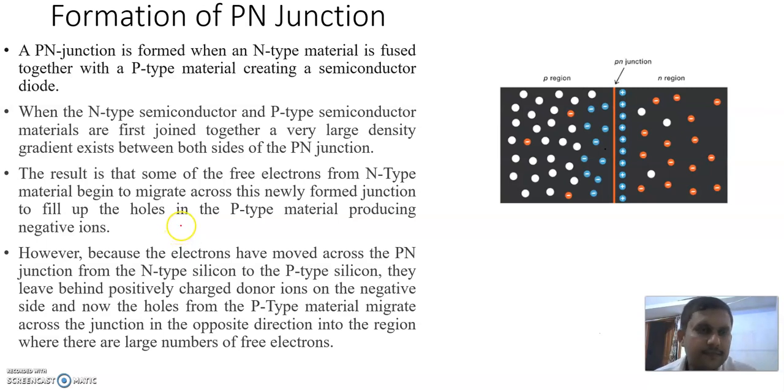Welcome students. In the previous video we studied the formation of the PN junction, and before studying the PN junction we studied drift current and diffusion current. Drift current is the flow of current due to an externally applied voltage or electric field. Diffusion current is the flow of electrons due to the concentration gradient of the charged particles.